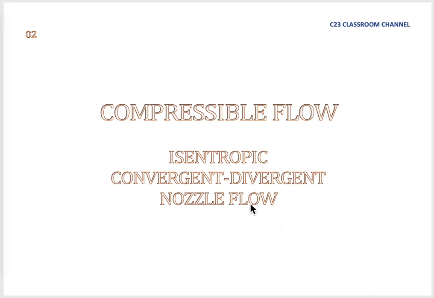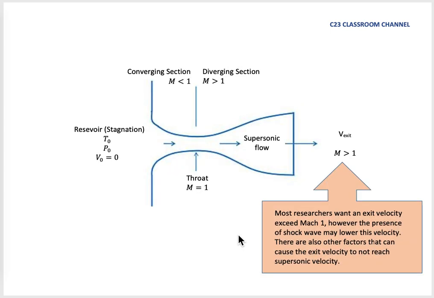These are notes for compressible flow, isentropic convergent-divergent nozzle flow. In this topic, we will study how to derive a set of equations to solve compressible flow for convergent-divergent nozzle flow. Before we go for the derivation, I would like to show you the convergent-divergent nozzle.